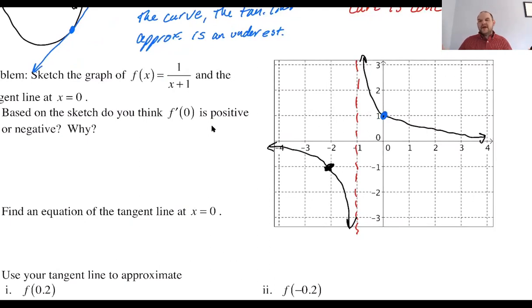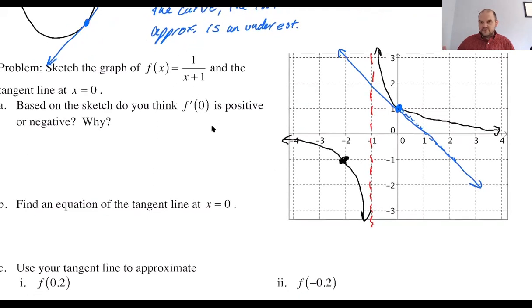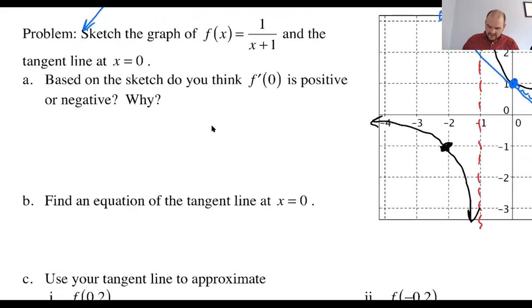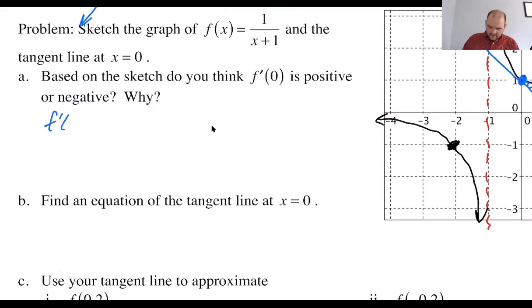All right, imagine or actually draw in a tangent line. So I'm going to dot in a tangent line. Why would I dot it? I'm going to draw it. I mean, part of the reason you would dot it is that it's easier to dot in a line than it is to draw a straight line, but whatever. Okay. Based on that, the line definitely has a negative slope. So I'm going to say f prime of 0 is negative.